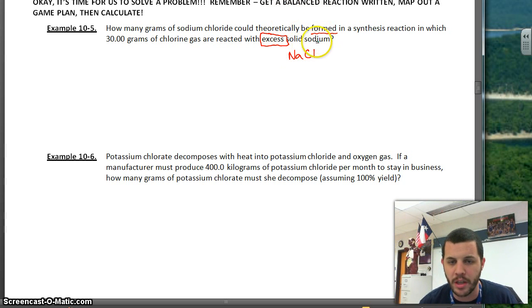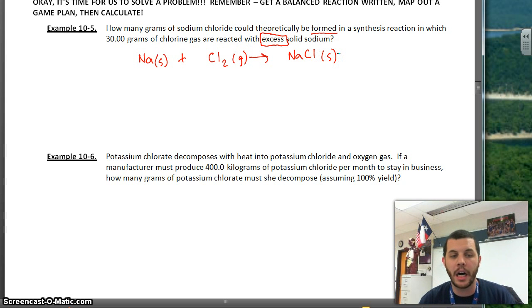So I know that I've got sodium, all the sodium in the world, okay? I've got more sodium than I know what to do with, plus chlorine gas, and that's going to give me sodium chloride, okay? So this was a solid, chlorine gas, and this is a solid as well. So now, what do I need to do? Can I just start? No, I've got to balance this bad boy. So I've got 1 sodium, 1 sodium. That's good. 2 chlorines, 1 chlorine. That's not good. So I need a 2 here and a 2 here, and everybody's happy.